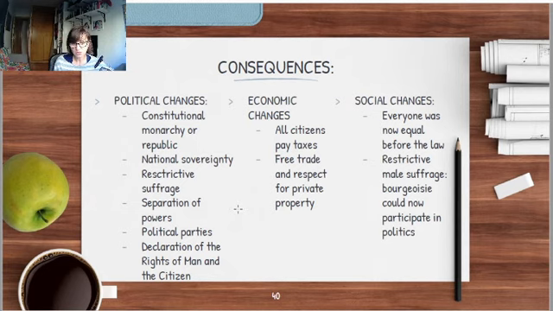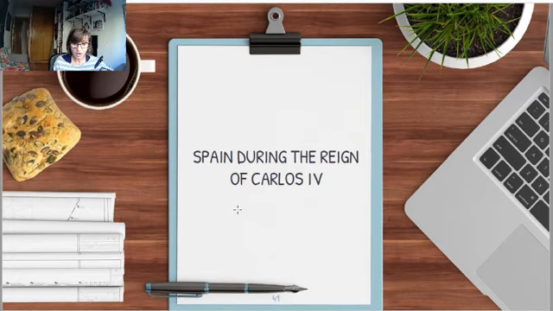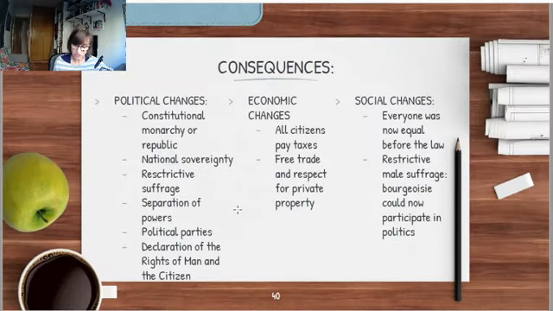The consequences of the French Revolution are everything that you have here. Okay, we have a lot of social legacy, social changes, etc. The political changes are that most of the empire is going to be constitutional monarchy or republic, national sovereignty, restricted suffrage, and the separation of powers are going to be established in most of these countries, as absolutism is going to disappear, and the Declaration of the Rights of Man and of the Citizen was written.